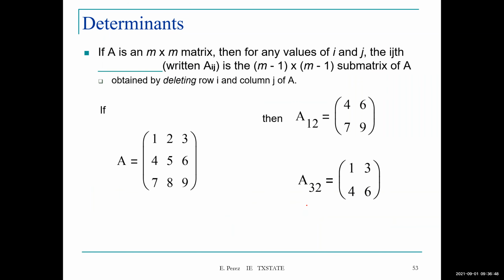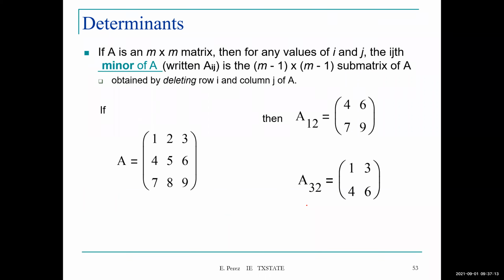If A is an m by m matrix, then for any values of i and j, the ij minor of A, written as Aij, is the m minus 1 by m minus 1 submatrix of A, the original matrix. It is obtained by deleting row i and column j of A.